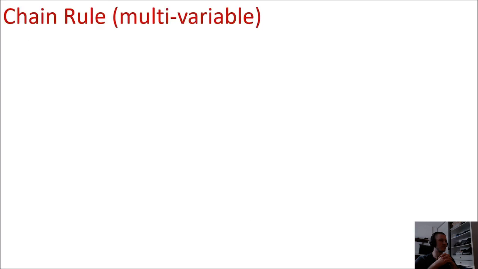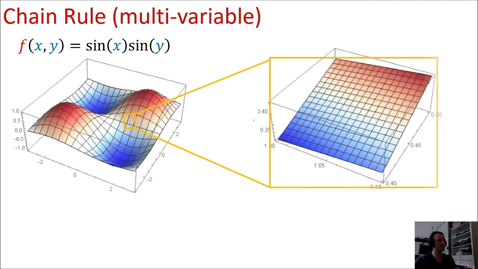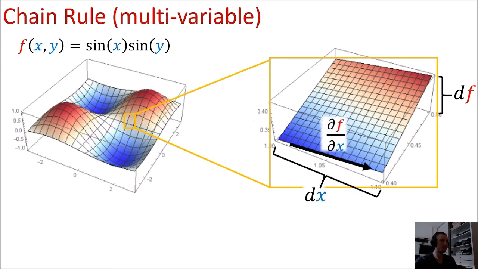The multivariable chain rule is similar. If we have a function of two variables, f of x and y, and we zoom in on a small region of the function, then the function looks like a flat plane. The height of this small region is again df, and it is equal to the sum of two changes. First, a small step in the x direction, dx, times the slope in the x direction, partial f by partial x.